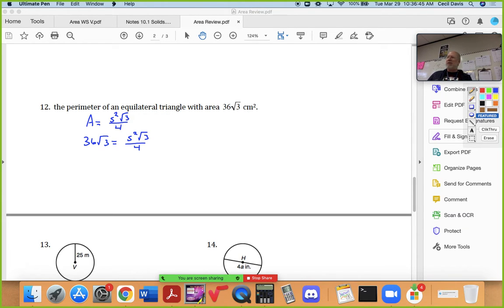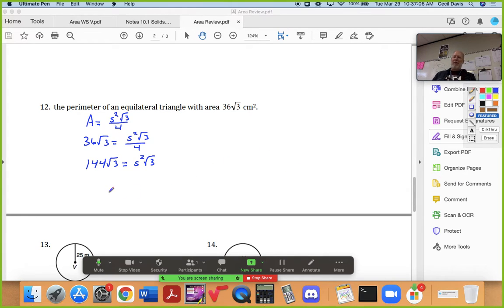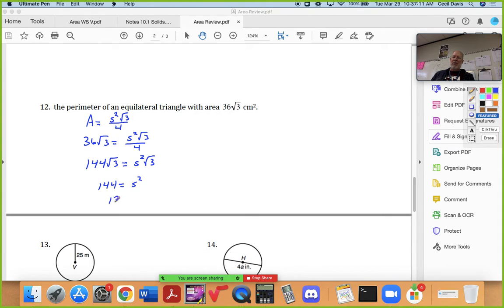Multiple things you could do. What did you do first? I'm multiplying by 4. Okay. In a minute I'll show you. I think it's easier not to, but multiplying by 4 is fine. So you get 144 square roots of 3. I got 114. Ah. Then you would divide both sides by the square root of 3 and take the square root. And if every side is 12, the perimeter would be 3 times 12, which is 36 centimeters.